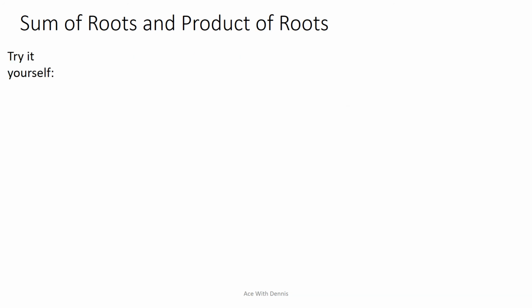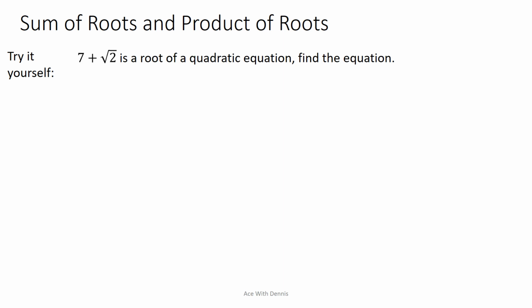Now you can try this example yourself. 7 plus square root of 2 is a root of a quadratic equation. Find the equation. You can pause the video and try to do it yourself. The answer is x squared minus 14x plus 47 is equal to 0. Do you get the answer correctly?